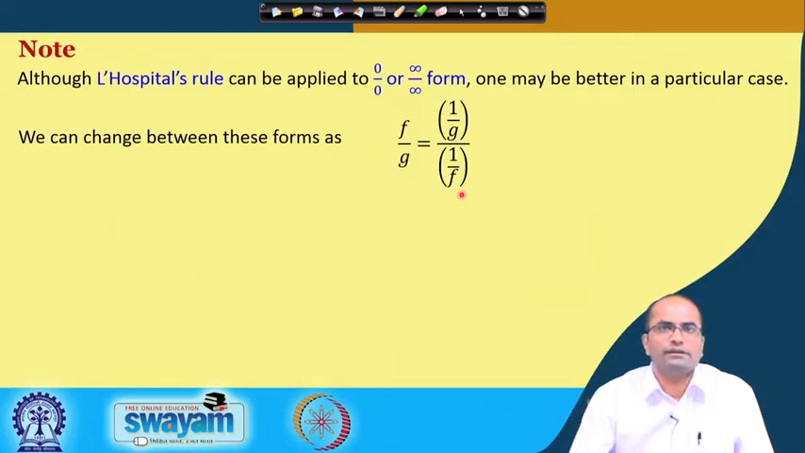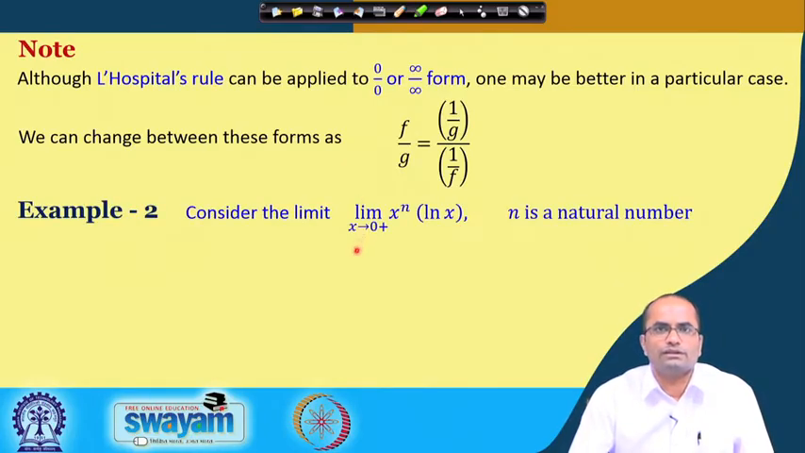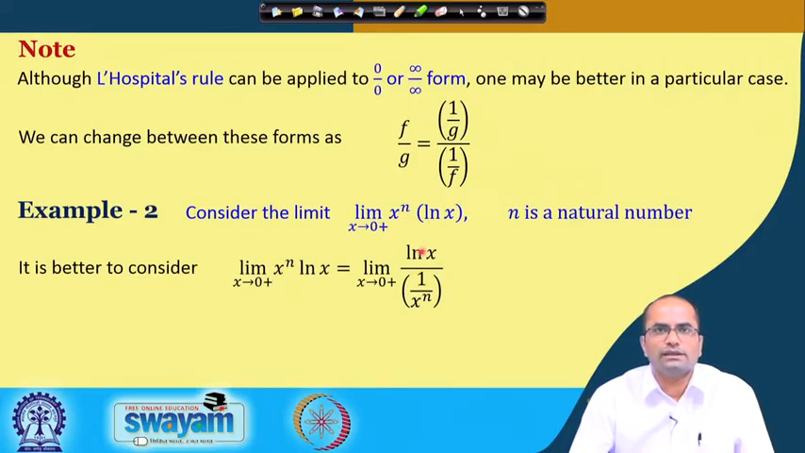For instance, we consider this example: the limit as x goes to 0 from the right side of x power n times ln x, the natural logarithm, where n is a natural number. In this case it is much more convenient to consider the infinity by infinity form. So, we keep ln x in the numerator and bring x power n as 1 over x power n in the denominator. When x goes to 0, the numerator goes to infinity, and the denominator also goes to infinity.